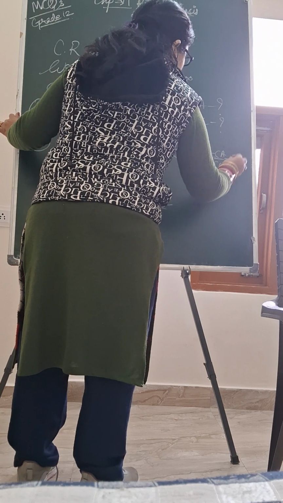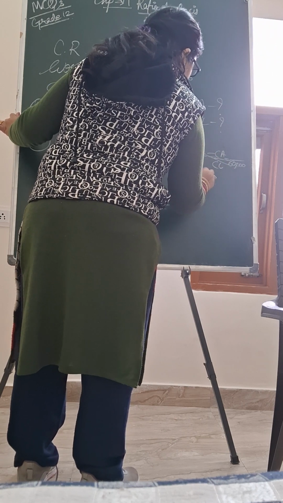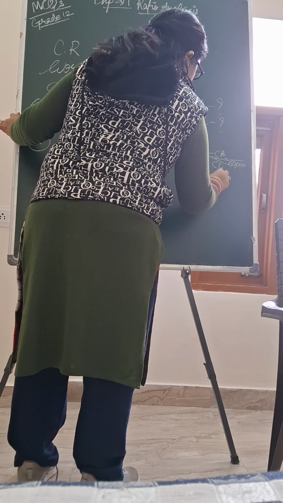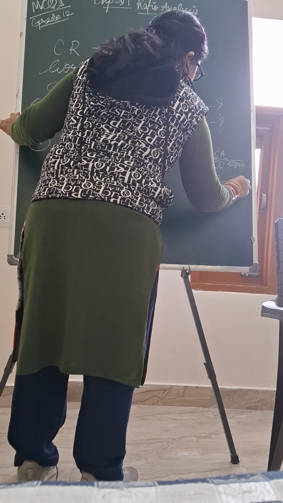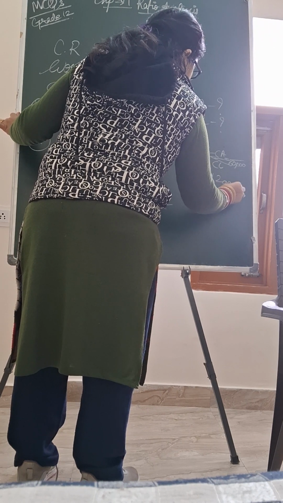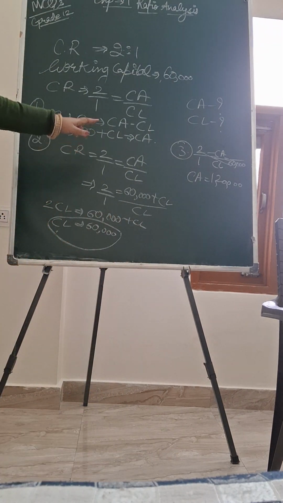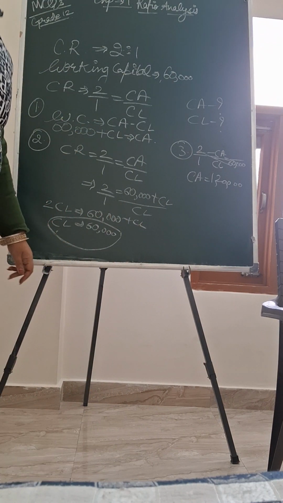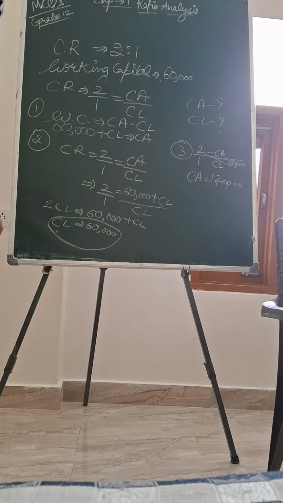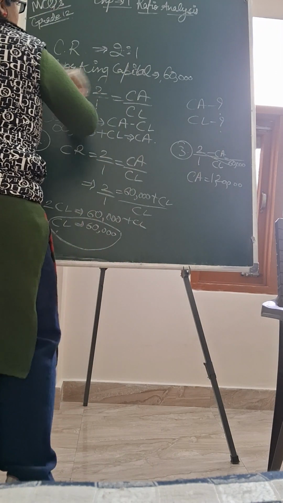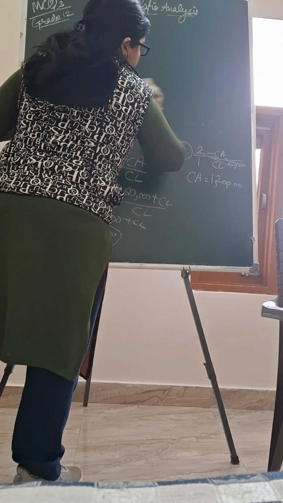And current assets is equal to how much? We will cross multiply. Current assets is equal to 1,20,000. So this is the easiest approach to solve this question, to find out the current assets and current liabilities. Although this question is of 1 mark, the correct working is really very important.